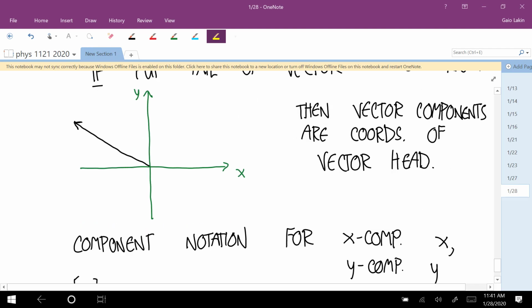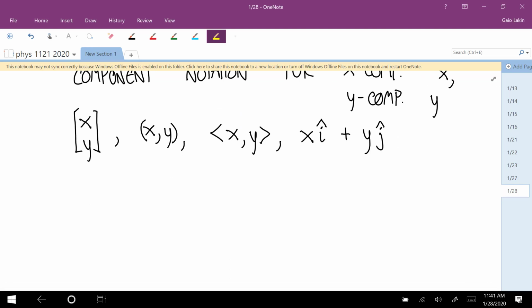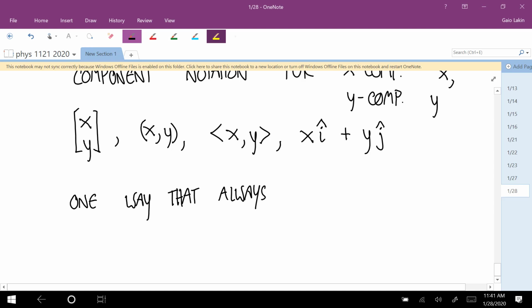But one way that always works, and since you always have a calculator in your pocket, with phones especially, it's nice to always have a way that works. And also, I think this is nice for when you start programming stuff. So I'm going to give you one way that always works for finding vector components.